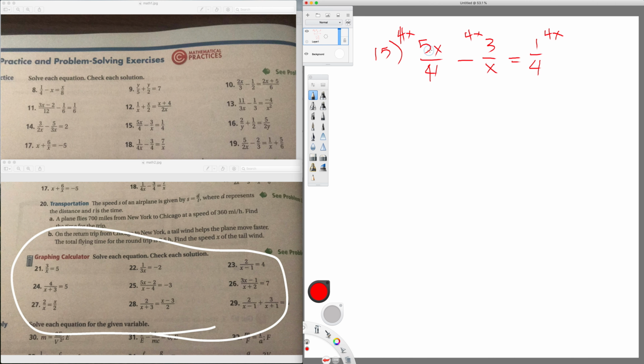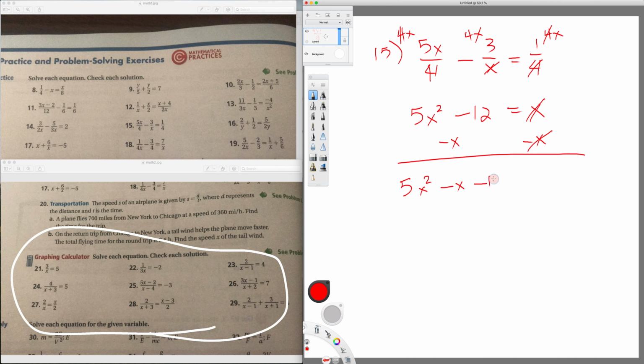It might not be very pleasant here. Here the x is going to cancel, and 4 times 3 is 12, so it's minus 12. And then here the 4 is going to cancel, and 1 times x is just x, so it equals x. So anytime you have a quadratic, make it equal to 0. So I'm going to take away that x, and that'll get me all my terms on the left. So it's going to be 5x squared minus x minus 12 equals 0.